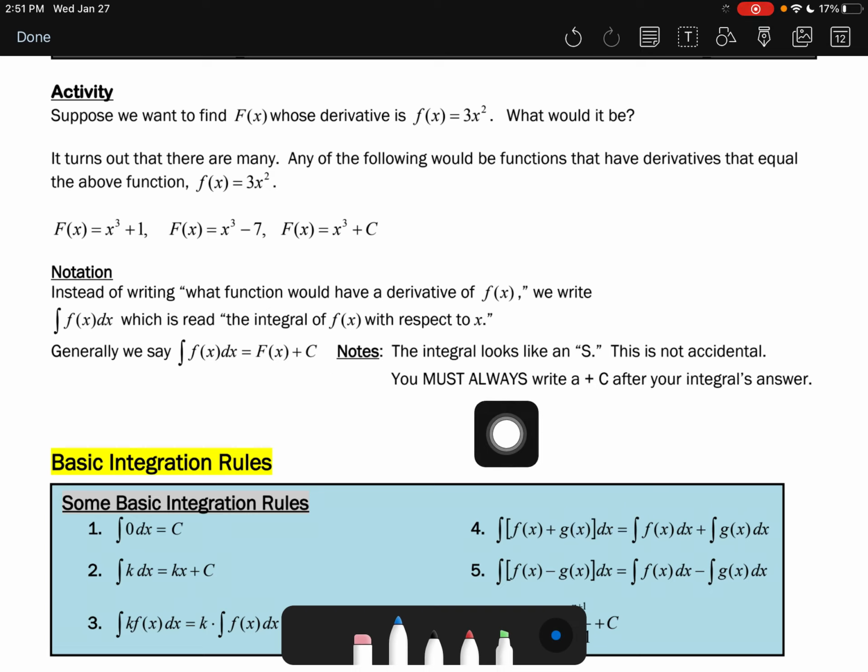Okay, so the integral looks like an S. That's not accidental, because we've already discussed the sum of the rectangles, right? So for sum, it says you must always write a plus C after your integral's answer, and that's kind of demonstrated here.